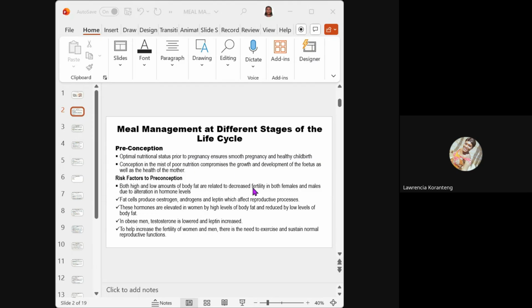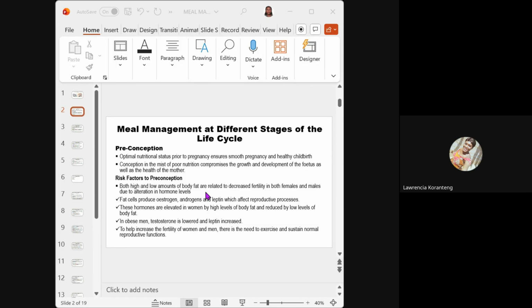So let's zoom into today's business. We are talking about preconception. Preconception, that is before you even get pregnant. Optimal nutrition status prior to pregnancy ensures smooth pregnancy and healthy childbirth. So as you are preparing your body and your womb for a baby, it's not always that you would set to yourself that you are preparing your body and your womb for pregnancy. It looks like for most of us, it just meets us on the way. But whatever it is, it's better to set your mind to it and prepare your body for that.